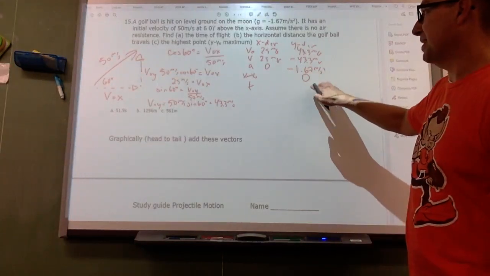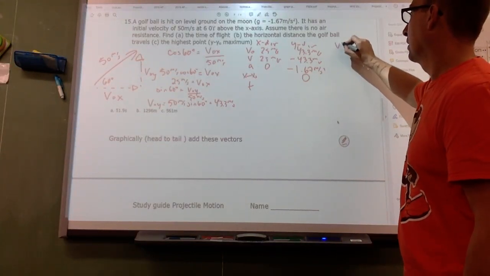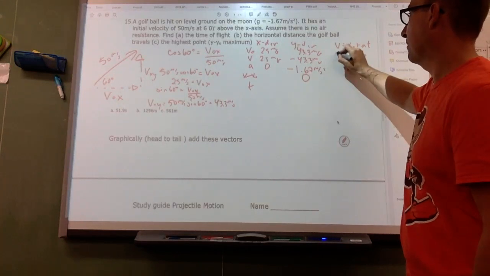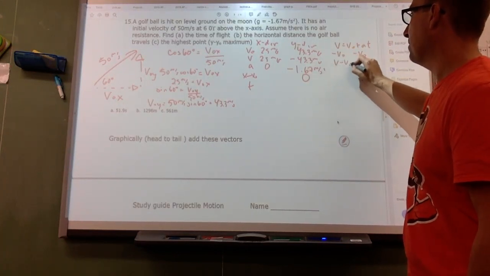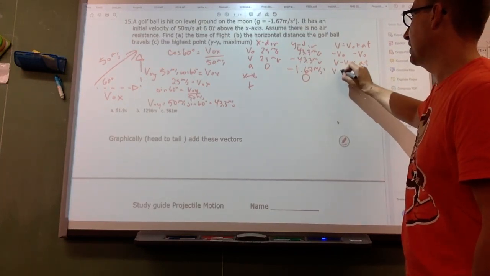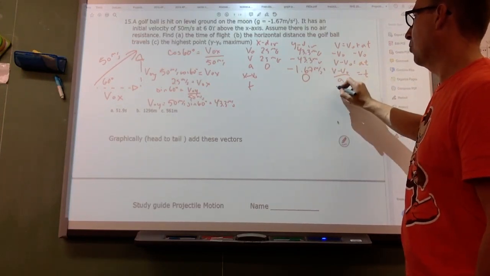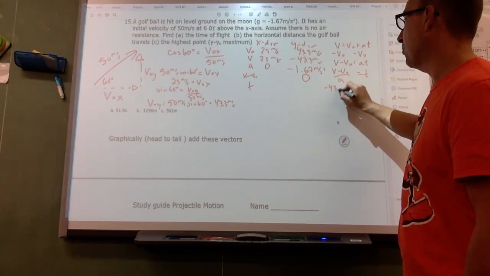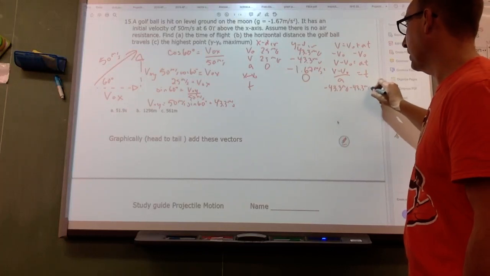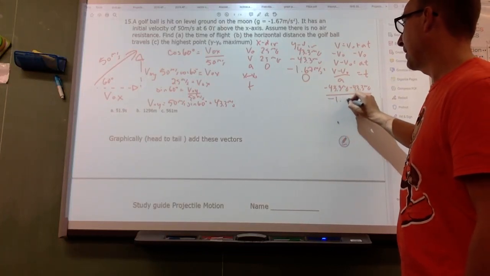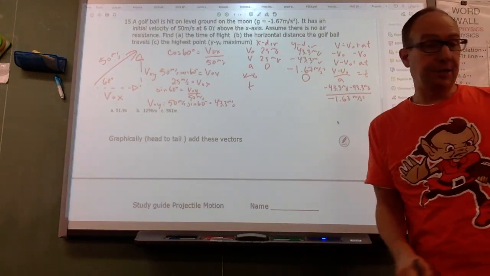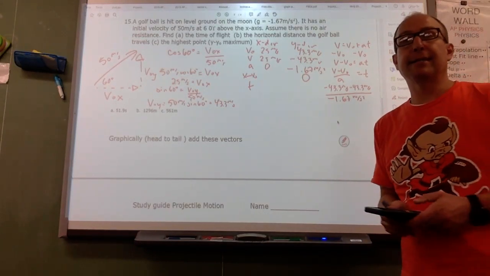So now I'm going to use this to get the time with my V equals V naught plus AT. I'm going to subtract V naught from both sides. I have V minus V naught equals AT. I'm going to have that T is V minus V naught over A. So I have negative 43.3 minus 43.3 divided by negative 1.67. So we can't just say it's going to be 8.6 seconds because it's not 10.